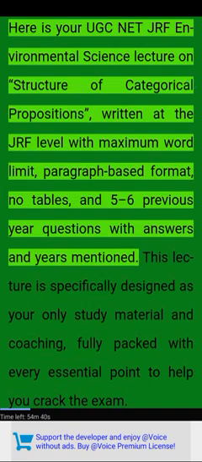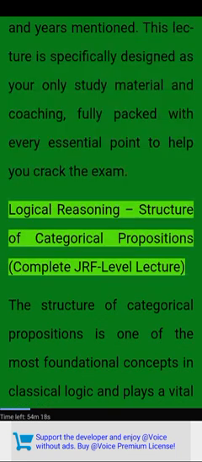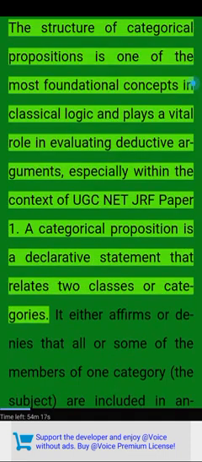Here is your UGC Net JRF Environmental Science lecture on Structure of Categorical Propositions, written at the JRF level with maximum word limit, paragraph-based format, no tables, and 5 to 6 previous year questions with answers and years mentioned. This lecture is specifically designed as your only study material and coaching, fully packed with every essential point to help you crack the exam. Logical Reasoning, Structure of Categorical Propositions, complete JRF level lecture.